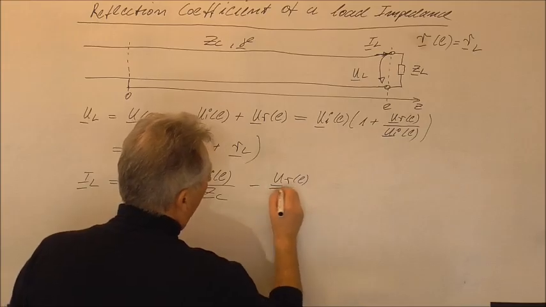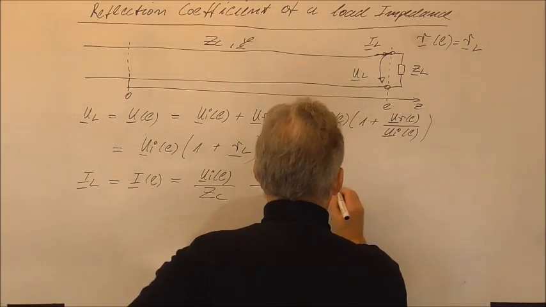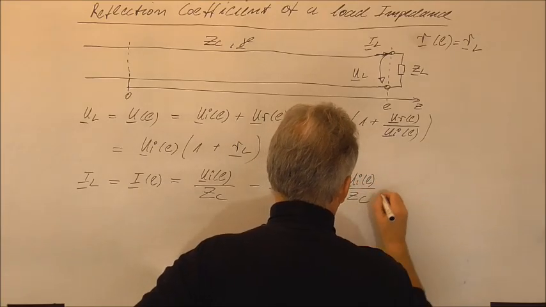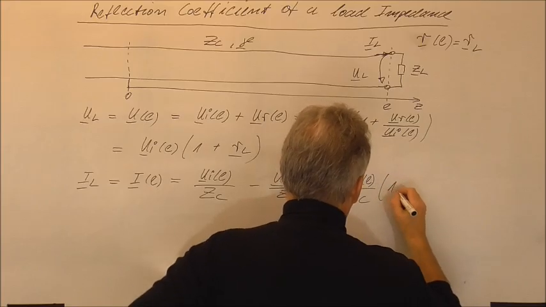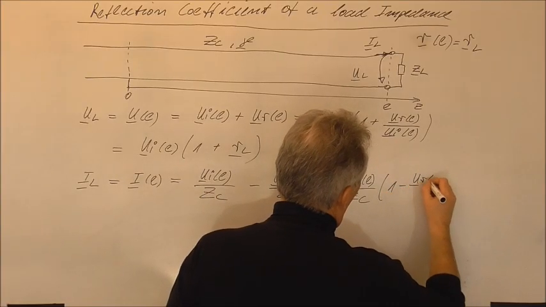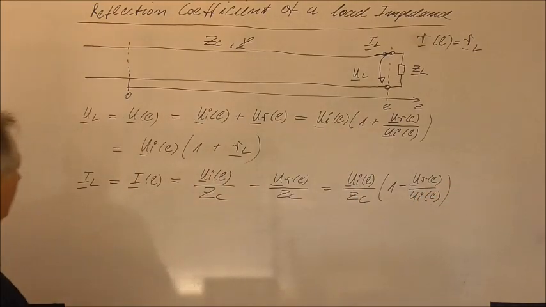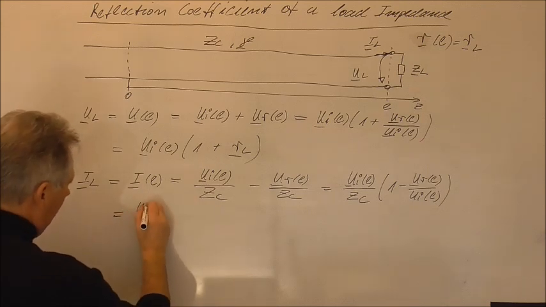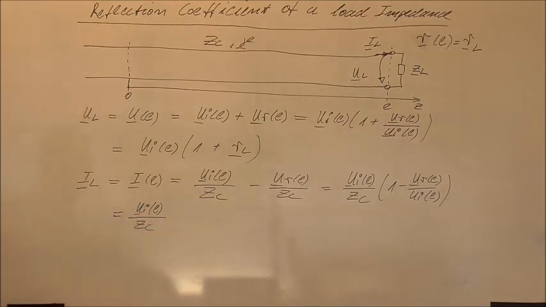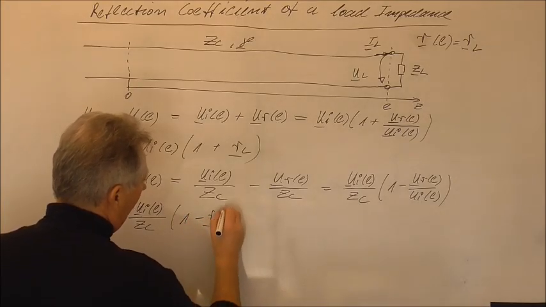divided by ZC, and this we can rewrite as UE of L divided by Zc, and we will have here 1, and here occurs again minus UR of L divided by UE of L, which can be written as UE of L divided by Zc, and we have here now the expression 1 minus R of L.